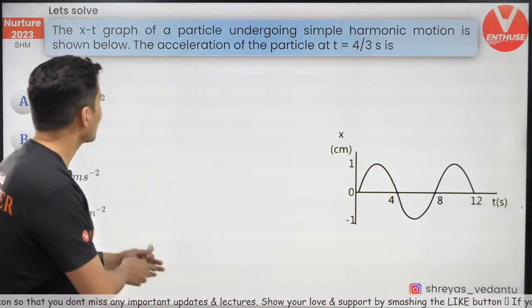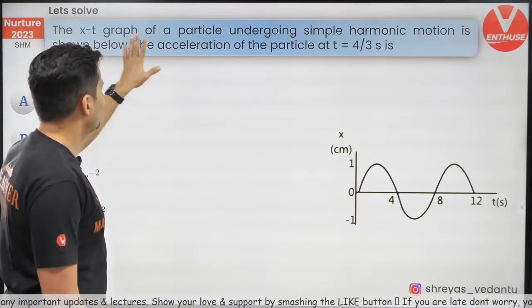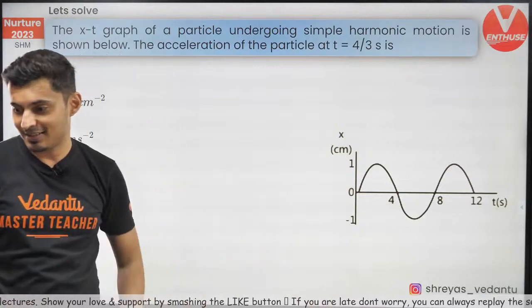Don't do that. The x-t graph of a particle undergoing SHM is given by this graph. What is the acceleration at time equal to 4 by 3 seconds?